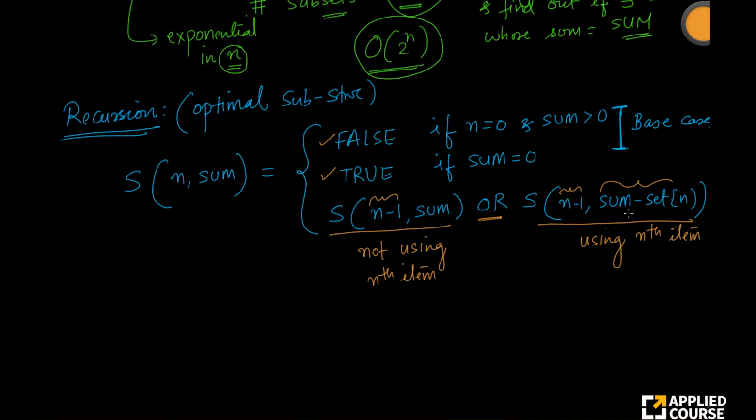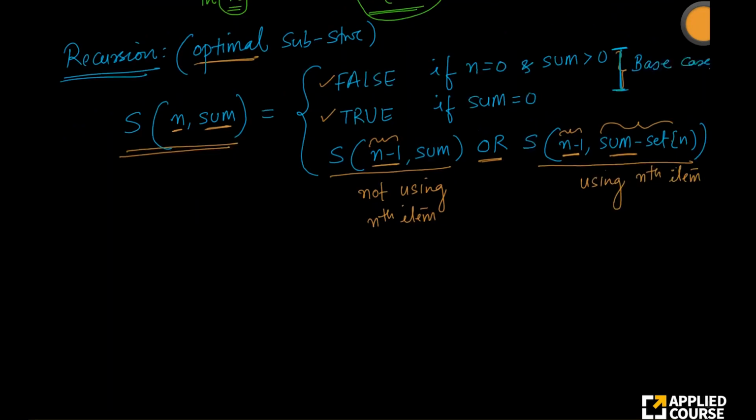So this is the recurrence relation, and this is the crux of the whole story. This shows optimal substructure. Very simple. I'm taking a problem of size n and sum, and I'm reducing it to a problem of smaller size, because here I have n minus 1, and also the sum is reducing. So this is the optimal substructure formulation. These two are the base cases, and this is the recursion case. I hope this is clear.